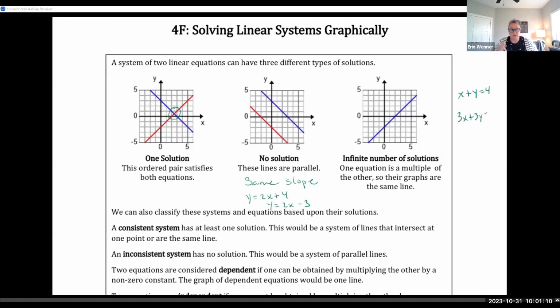Now, all I did is I took that first equation, x plus y equals 4, and I multiplied the whole thing by 3. Multiplying by 3 made a new equation, but it's still the same as the original one. It's just a multiple, okay? So if I were to graph those, the two graphs would end up on top of each other, and they would have an infinite number of common solutions because they're really the same line.